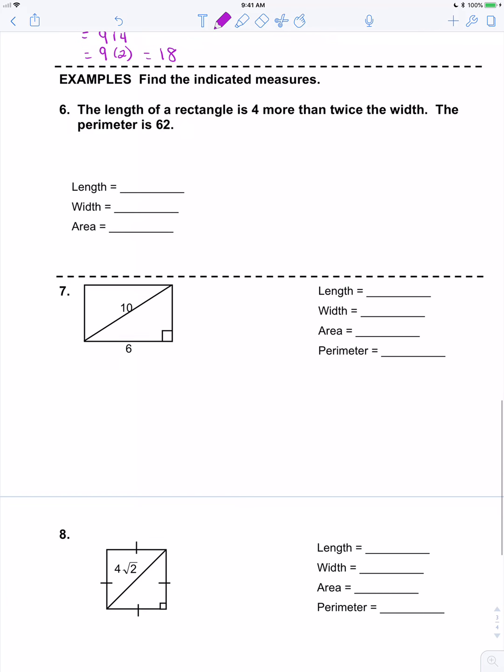Okay, now here we're given an example. The length of a rectangle is 4 more than twice the width. Okay, well then we've defined our width as just W. The perimeter, we're told, perimeter is 62.